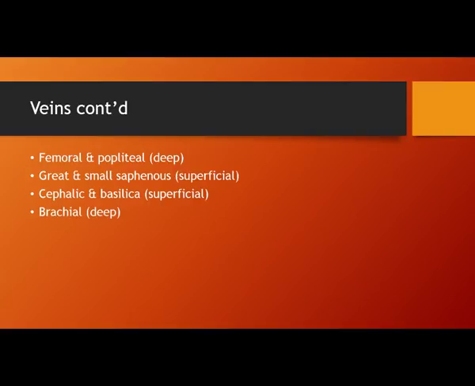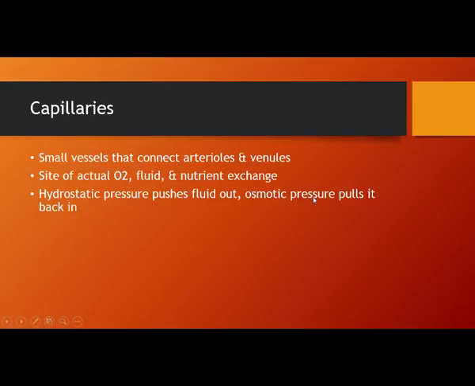You'll particularly see those in the case of somebody that has varicose veins. Then in the arms, there's the cephalic and basilic. That's a spelling error there. It should be basilic, not basilica. Those are superficial veins that we use a lot when we're doing blood draws, for example. And then the brachial vein is an example of a deep vein.